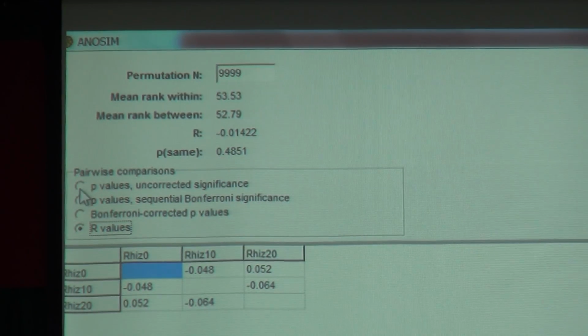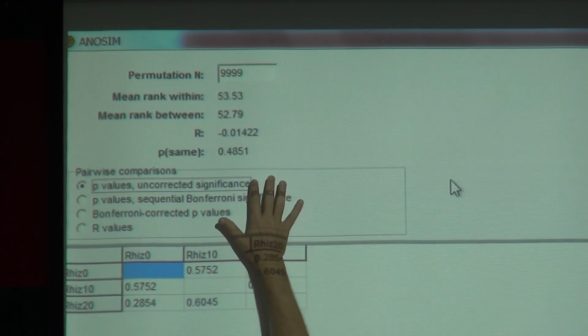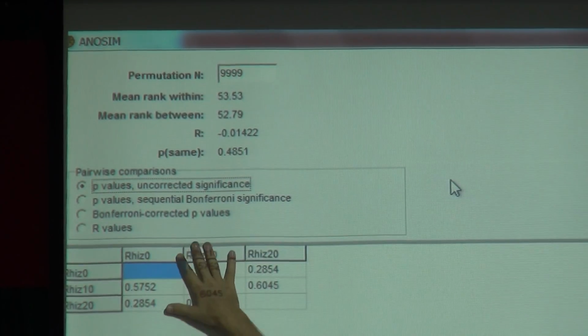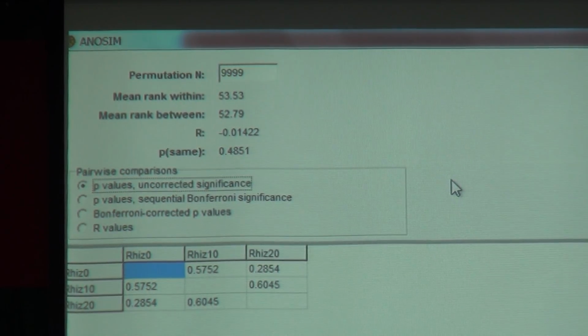And if we go to look at the p-values, we change here to look at the p-values, and we can see that the p-values are very large, 0.57, 0.6, 0.2. So in this hypothetical example, we did not find any significant differences.